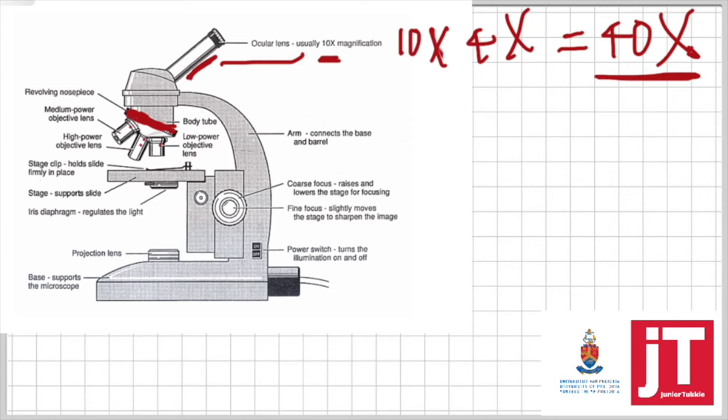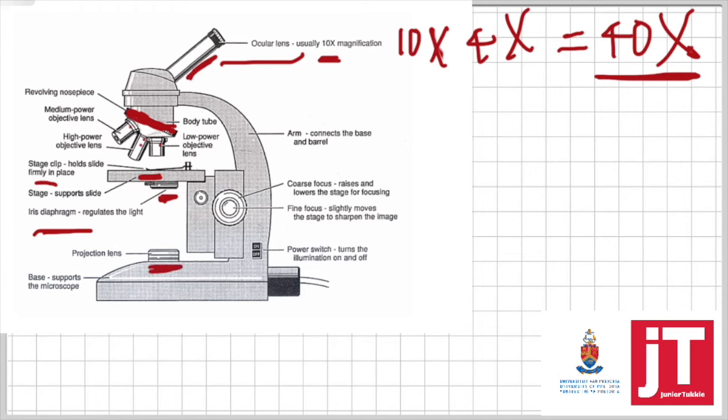Right, this is the stage or the platform. That is where you put your slide that you make. And on the stage is a clip. And the clip is used to hold the slide in place. Then at the bottom of the stage, you have a diaphragm. The diaphragm, if you move, there's a lever. If you move that lever, it opens and closes and allows light to fall onto the stage. So the diaphragm controls the amount of light that falls on the stage.